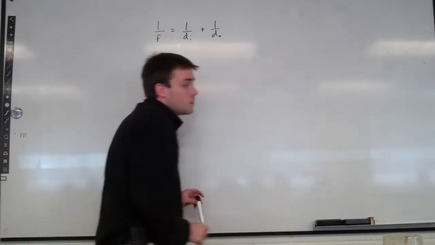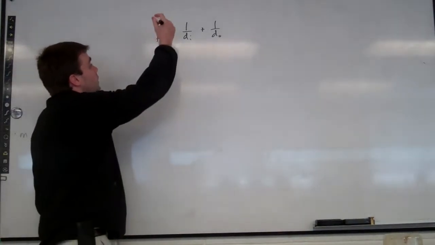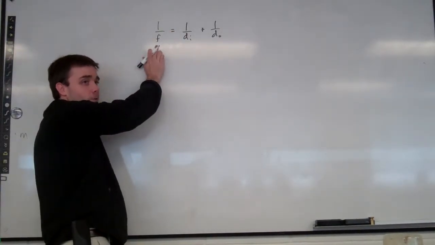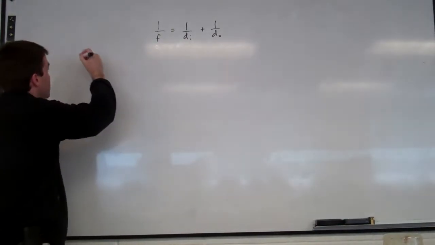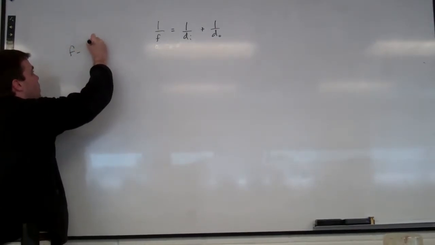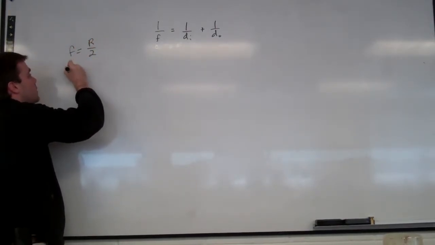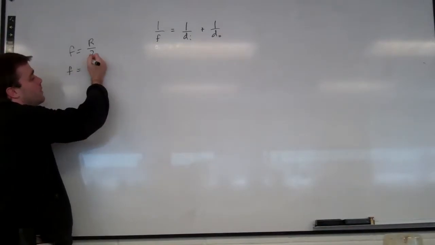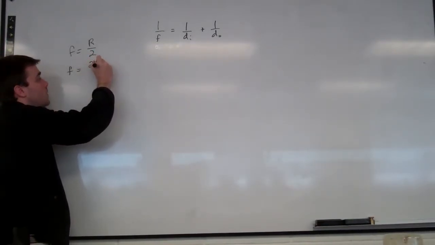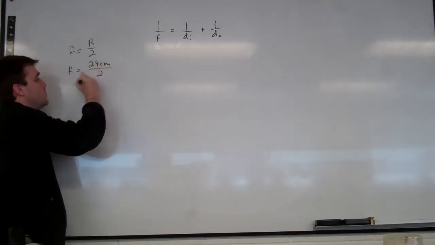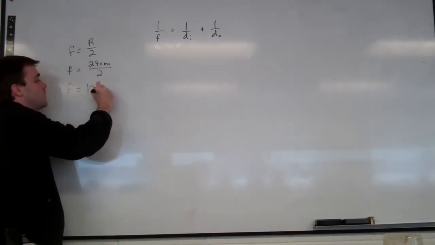So we're gonna start off with this, but do we have focal length? So how do we find focal length here? R over 2. Yep. So we do f equals r over 2. F equals, what's r here? 24 centimeters over 2, so f equals 12 centimeters.